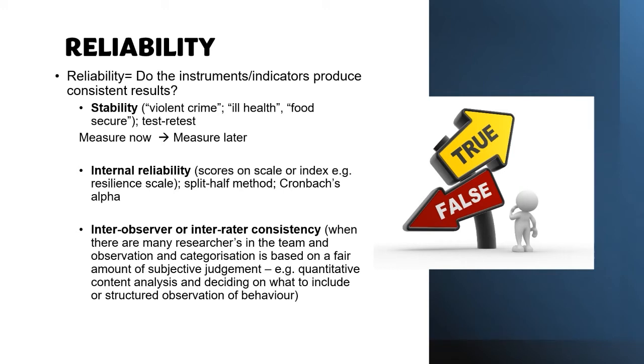We look at internal reliability, where some of my scale items get tested against certain others and see if they predict the outcome of the phenomenon in the same way. There's the inter-observer and inter-rater consistency. So if you're talking reliability in quantification, you've got to speak to these different aspects of it.